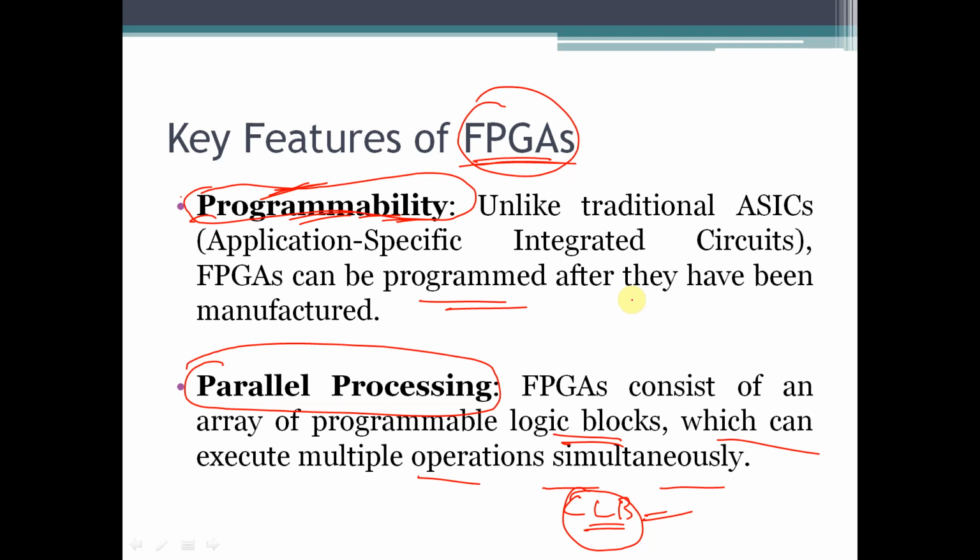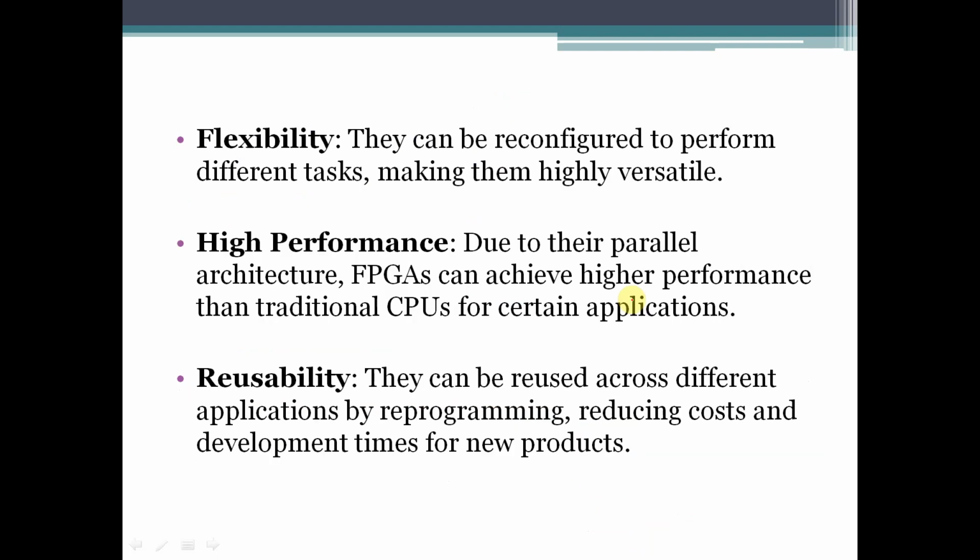So remember these key features: programmability, parallel processing, and flexibility. They can be reconfigured to perform different tasks, making them highly versatile. We can reconfigure the FPGA as many times as we want. And high performance: due to their parallel architecture, FPGAs can achieve higher performance than traditional CPUs for certain applications, since the data is processed in parallel.